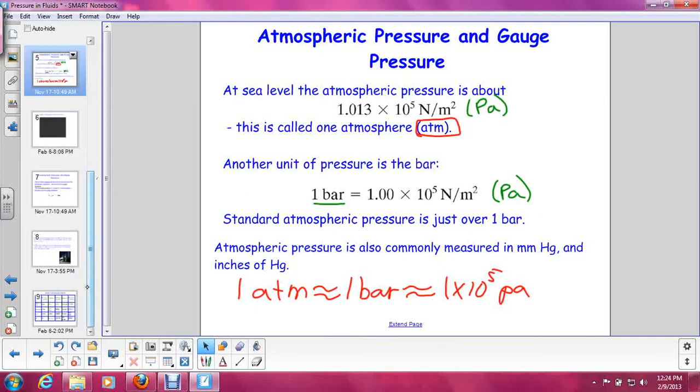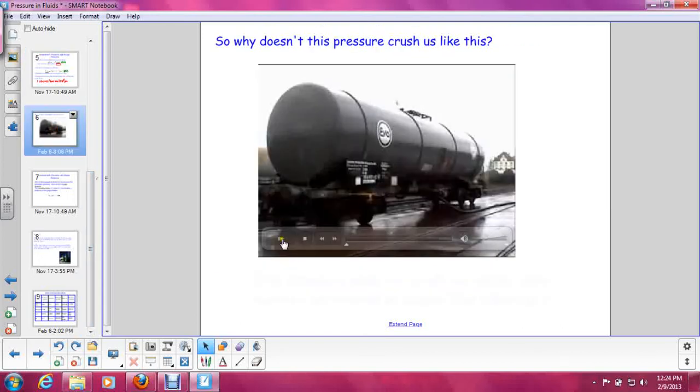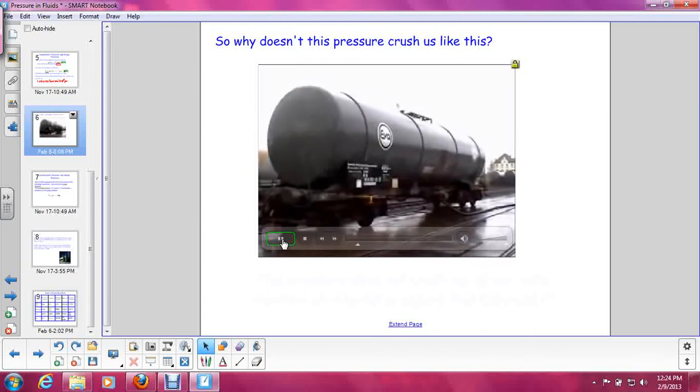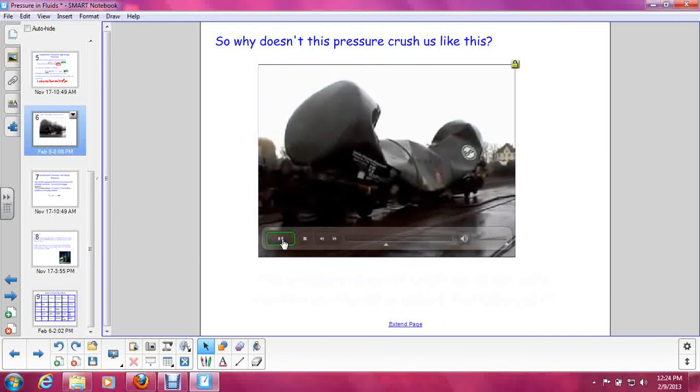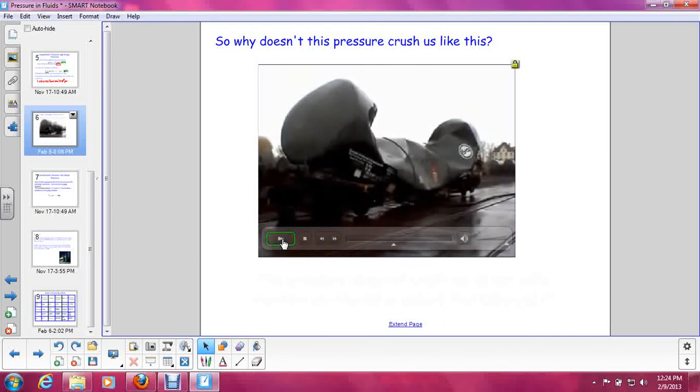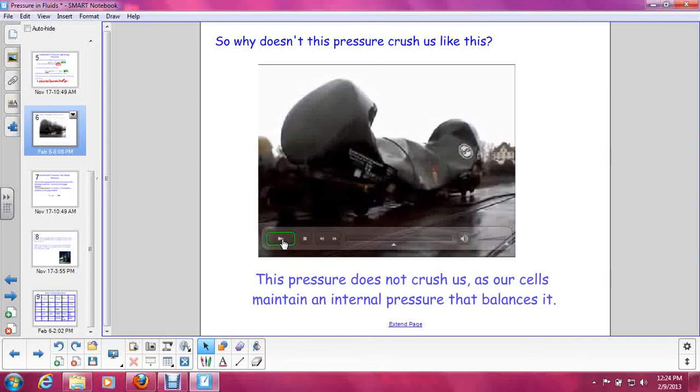But let's think about this for a second. At sea level, which is about where we are, we have about 1 × 10⁵ pascals of pressure pushing on us at all times from every direction. So why doesn't it make us do something like this? 1 × 10⁵ pascals seems like it would be a lot of pressure. Why don't we implode when we're down here? It's because the cells in our body maintain that pressure on the inside of our bodies as well.